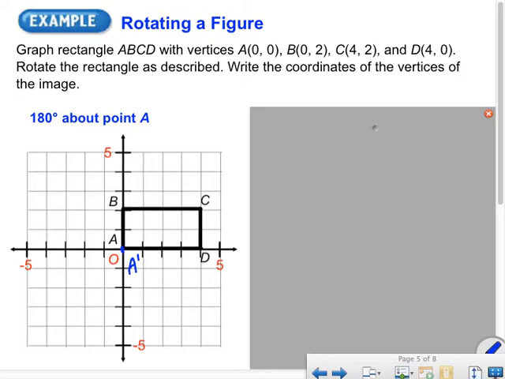Okay. C and B will change. Nope, I don't agree with you. Leah? If you rotate this way 180 degrees counterclockwise. 0, negative 2, yes. Okay. How about C? What's C going to be? Who's got C?